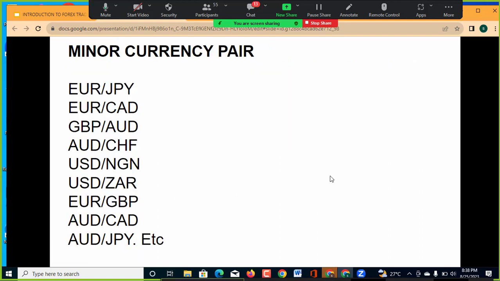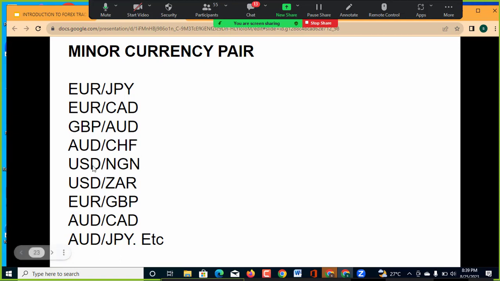Every other currency pair that is not paired with the US dollar as a major is called a minor currency pair. It can be mistaken, but don't mistake it: a major currency pair is not just any major currency. A major currency pair is all the major currencies paired with the US dollar. So every other one is a minor currency pair. For example, EUR/JPY, EUR/CAD, GBP/AUD, AUD/CHF, NZD/USD.